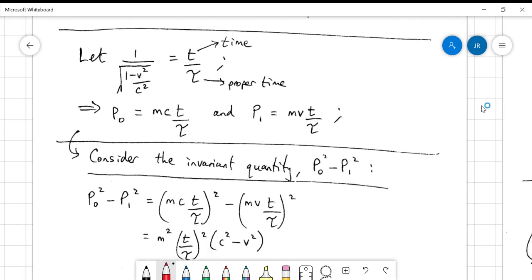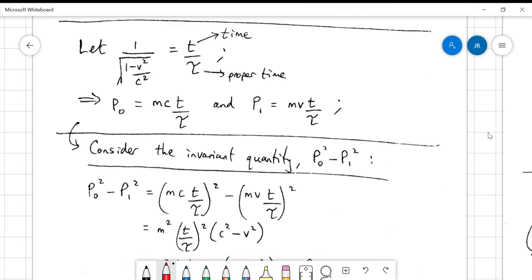Now let's consider this invariant quantity, which essentially is a separation, a fixed length, if you like. Invariant just means doesn't change, so it would be agreed upon by all observers in all frames of reference. So therefore it's a constant, and it's a relativistic constant, so we can rely on it and take measurements based off of it because it's a fixed value.